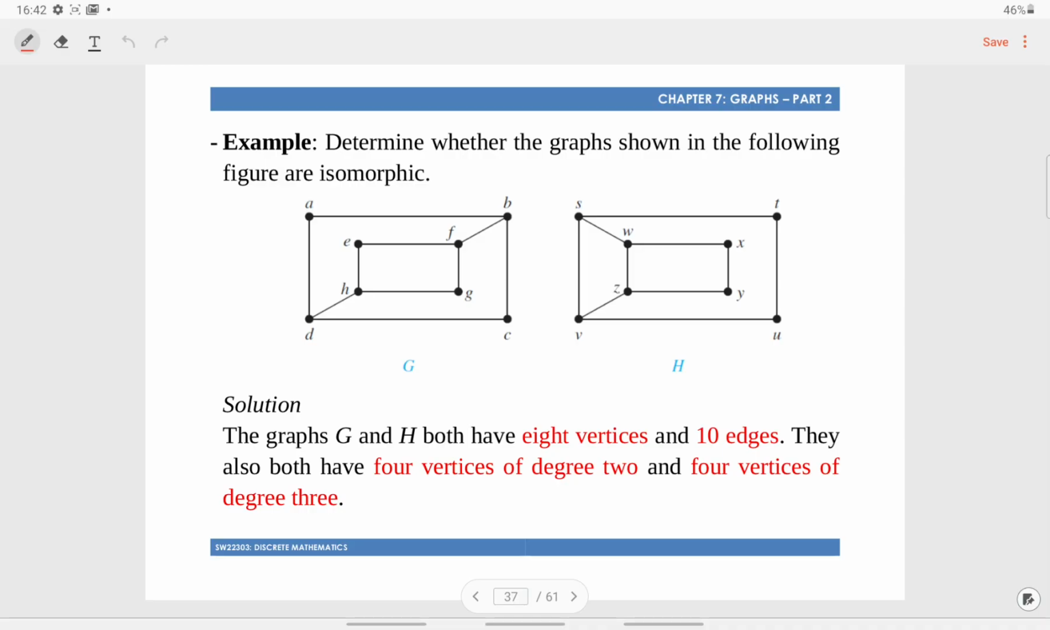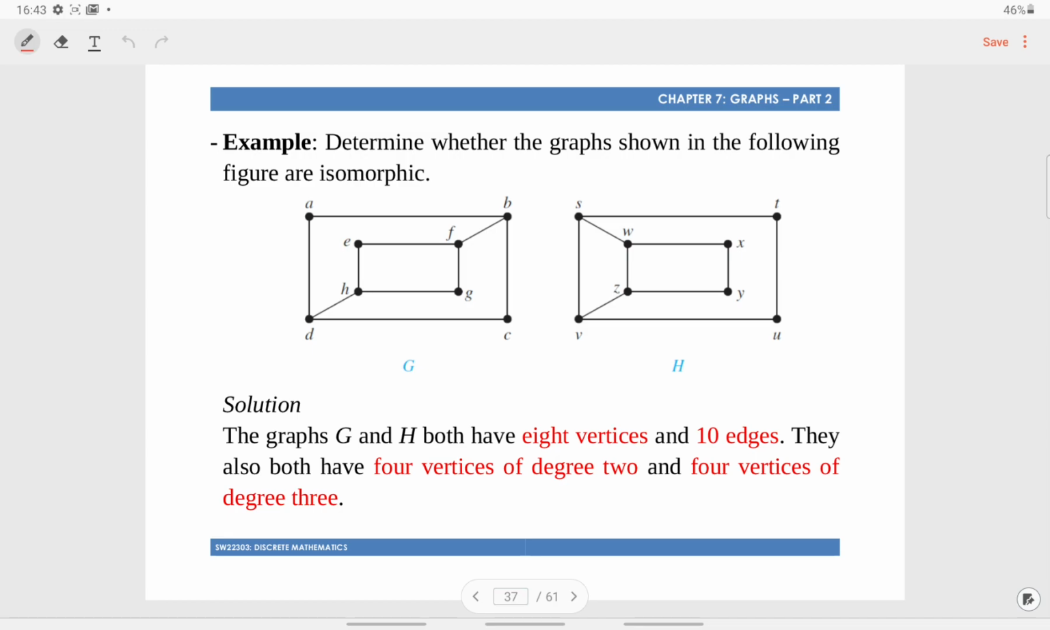Alright, next example: determine whether the graphs shown in the following figure are isomorphic or not. In the previous two examples, the given graphs were isomorphic and non-isomorphic, and your task was to provide the evidence. In this example, your task is to determine whether the given graphs are isomorphic or non-isomorphic. The graphs G and H both have 8 vertices. First we check the number of vertices. Yes, the graph G has 8 vertices, and the graph H also has 8 vertices.